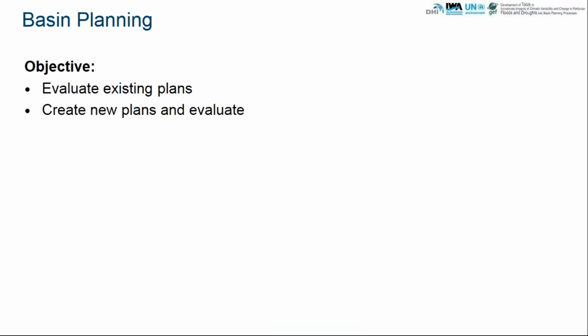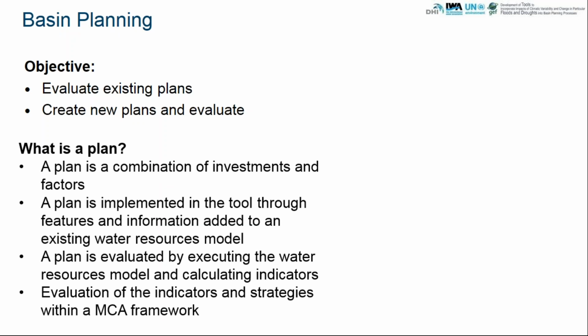So if we look into this basin planning application, first of all, users are going to be stakeholders from different sectors. For example, water resources management at different levels and water utilities. And the objective is straightforward. It's to evaluate existing plans, create new plans, and evaluate them. And this brings us to clearly define what is a plan within our working context. A plan is a combination of investments and factors, and these are thought up to be sufficiently flexible to handle plans targeting different sectors and to be relevant in different locations around the globe.